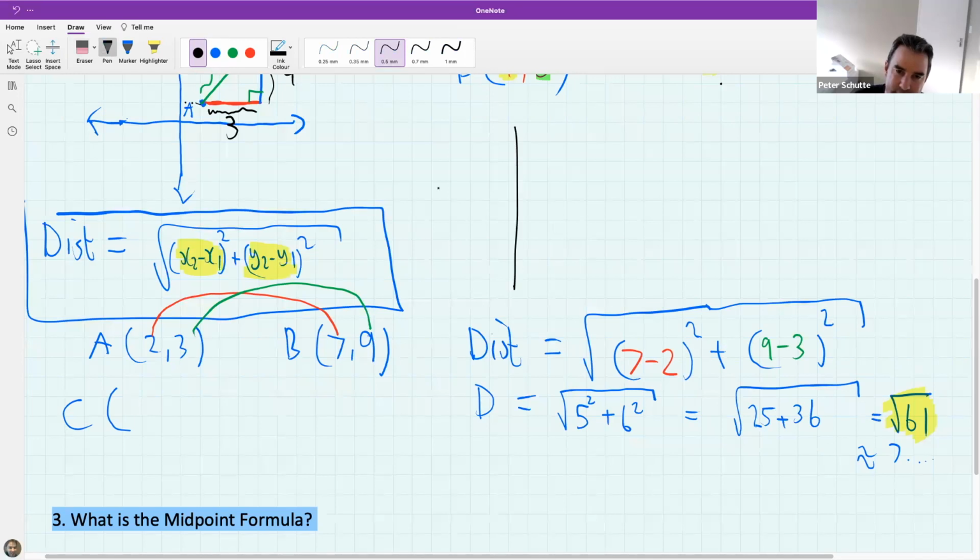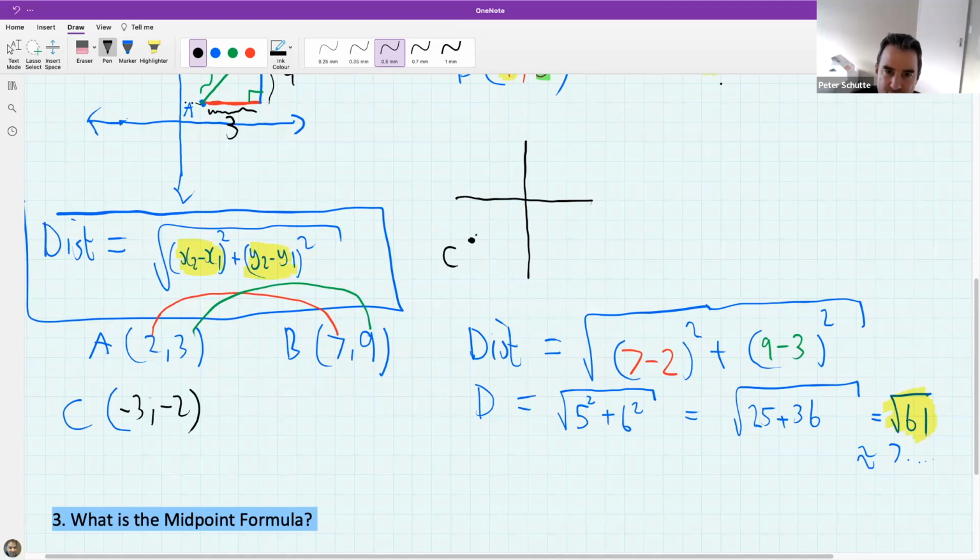So let's say I want to know the distance between this point over here, C, and we'll say, let me draw exactly on the line, that the coordinates of C are 3 across, 2 down, so -3, -2. And let's say it goes to this one over here, and that's going to be D, and the coordinates are going to be 2, 1.